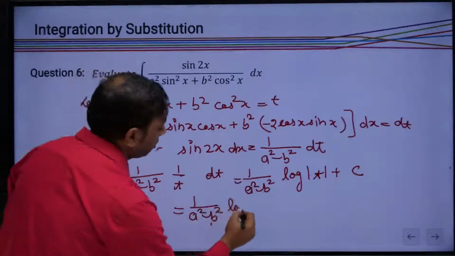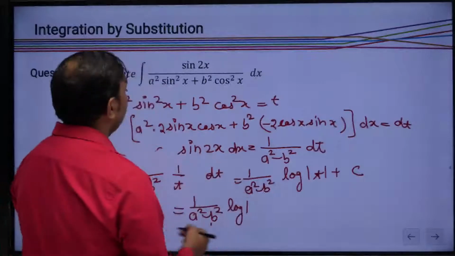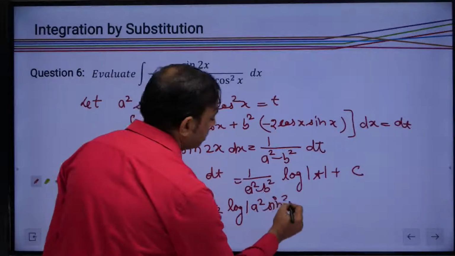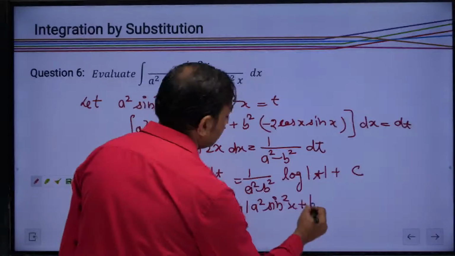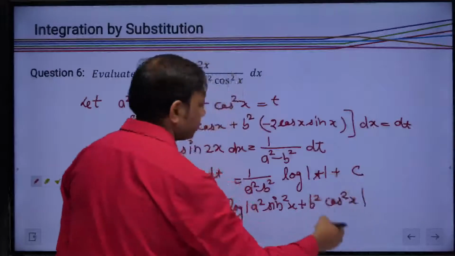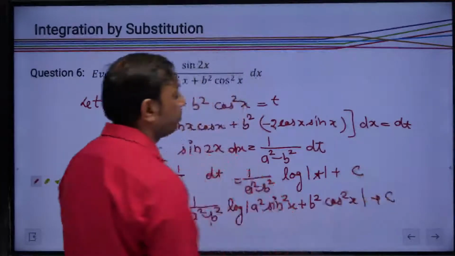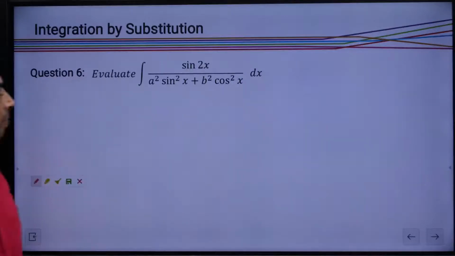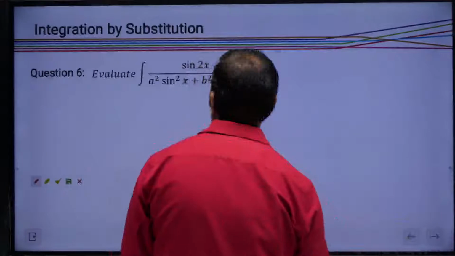And this t can be replaced again in terms of x. So it is log, t was assumed a square sin square x plus b square cos square x, plus c. So this is how we do this integration. Okay, so all these are quite simple integrations that we can do. Okay, let's move to the problems.